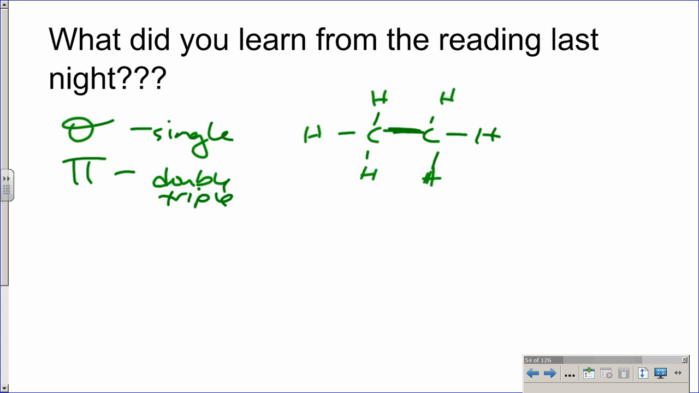But if by chance I was able to make this ethene, I would have a sigma plus a pi bond to make a double bond. And if I was able to go further and go ethyne, I mean a triple bond, I got a sigma plus a pi plus a pi. That's all that is. I can do more of that though, don't worry about that yet. Anything else that stuck out to you?